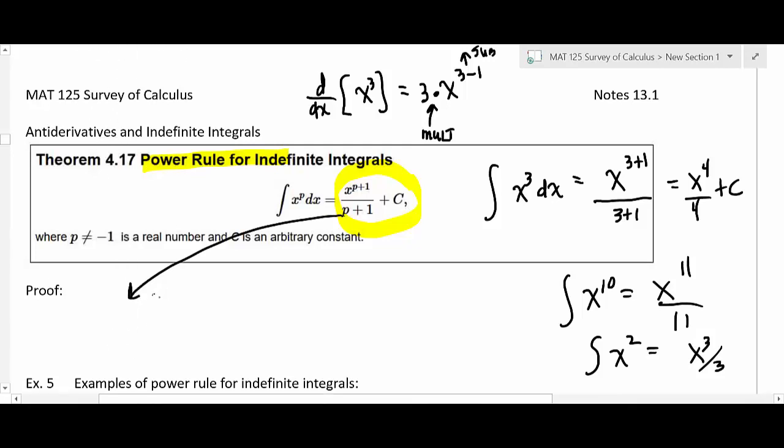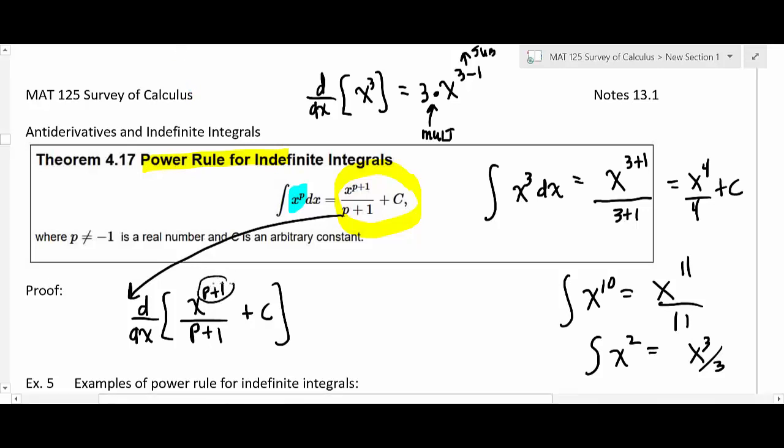Okay, so we're going to go ahead and write this as d/dx of x^(p+1) over (p+1), plus c. If we do this derivative correctly, we should end up with just x^p. That's what I'm going to try to prove to you. Okay, so we're going to do a power rule on this.